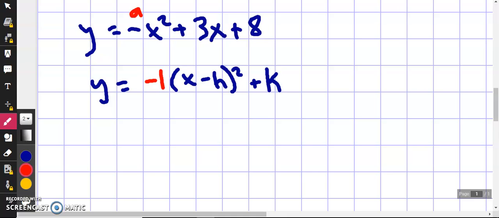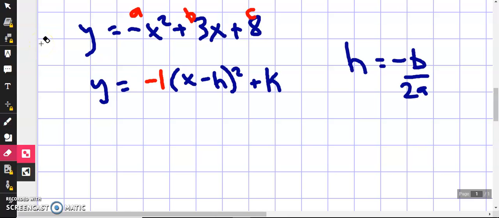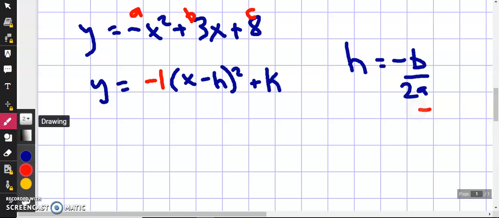Here I notice that I don't have an h or k given to me. So basically I'm going to need an extra formula to take the a, b, and c and figure out the h and k from there. And that new formula that we need is right here: h equals -b over 2a.